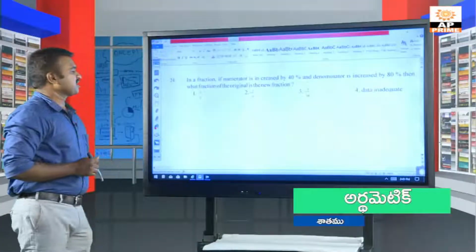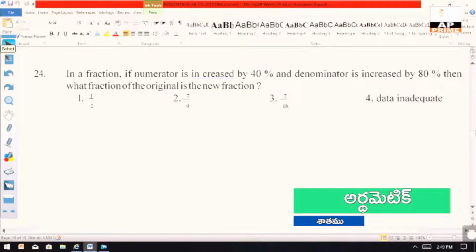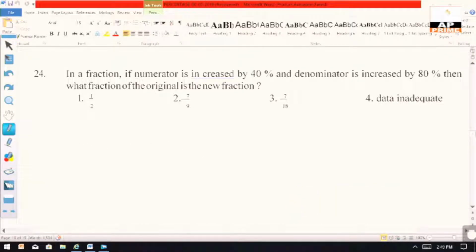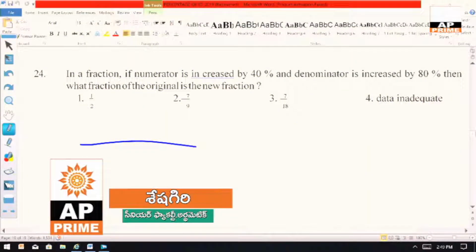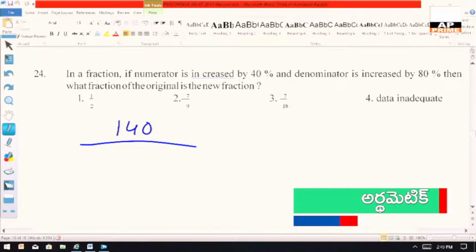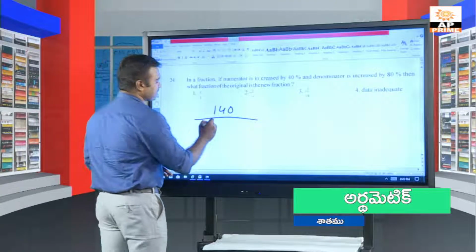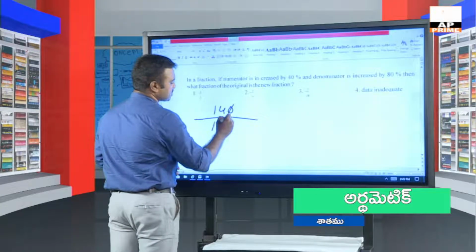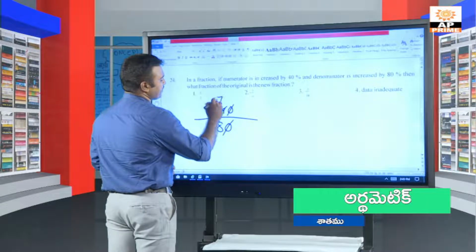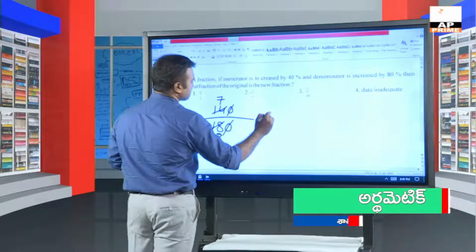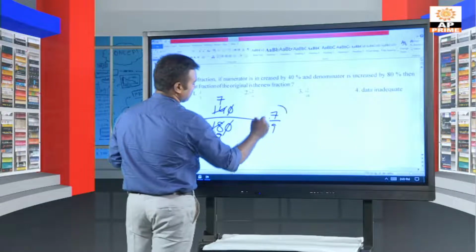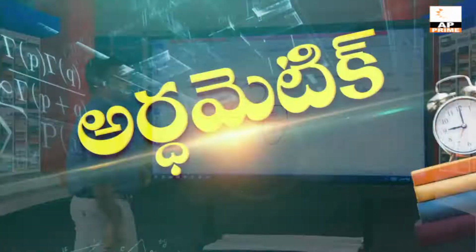In a fraction, if numerator is increased by 40% and denominator is increased by 80%, then what fraction of the original is the new fraction? సో ఒక డినామినేటర్ ఉందంట, అందులో న్యూమరేటర్ ఇంక్రీజ్ బై 40%, అంటే 100 రూపీస్ ఉన్నది కాస్త 40% పెరిగింది అంటున్నాడు. అంటే 140 అయింది. అండ్ డినామినేటర్ ఇంక్రీజ్డ్ బై 80% అంటే 180 అయింది. సో ఈ జీరో క్యాన్సిల్ చేస్తే 2 టేబుల్లో 7 times, 2 టేబుల్లో 9 times, అంటే ఫ్రాక్షన్ 7/9 అయింది. సో 7/9 అంటే ఇదిగోండి సెకండ్ ఆప్షన్.